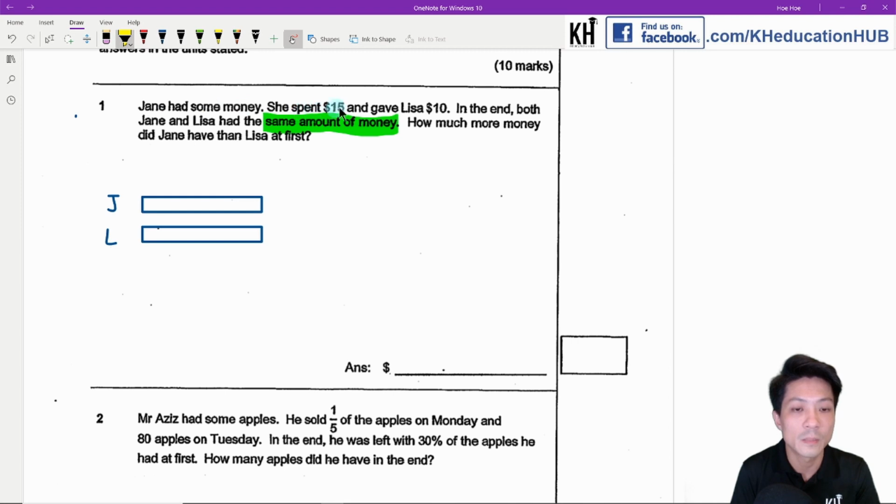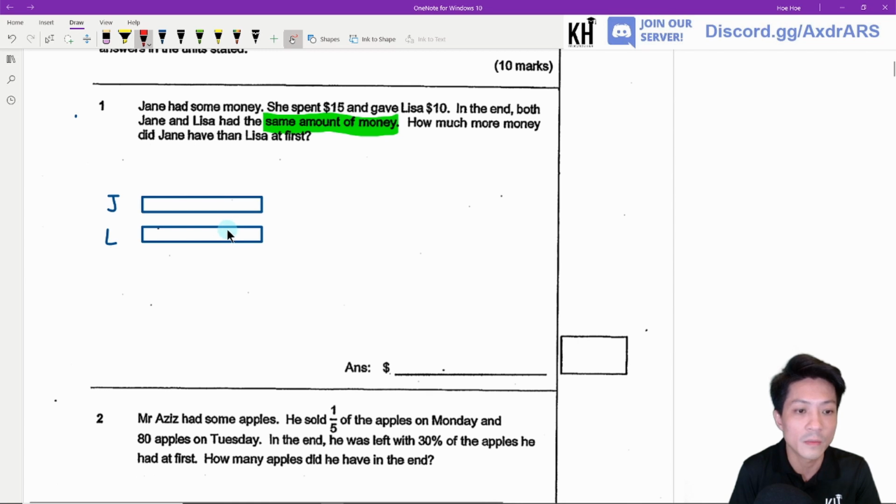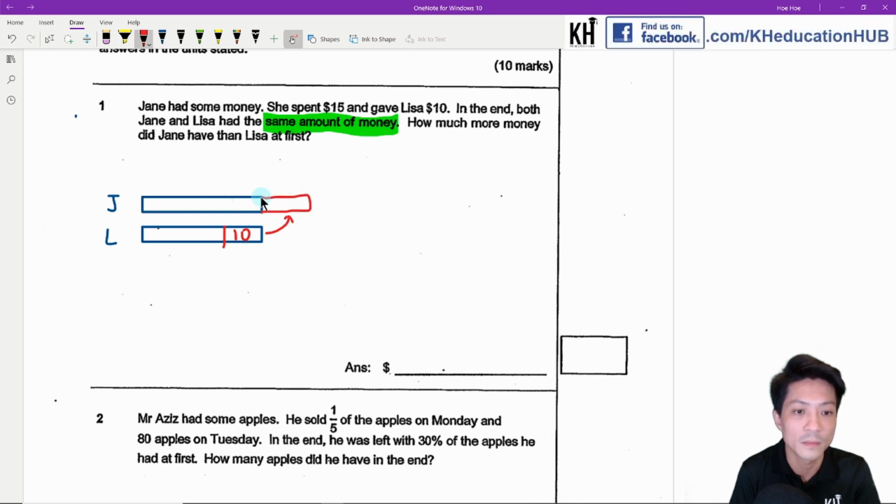Okay, Jane spent $15 and gave Lisa $10. So I'm going to first make Lisa give back the $10. So this $10 is gonna go back here. And we're gonna draw the dotted line. Okay, I can't draw the dotted line because it's too small. So you know that there's another 10 here.